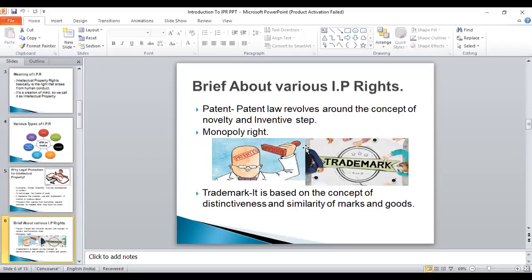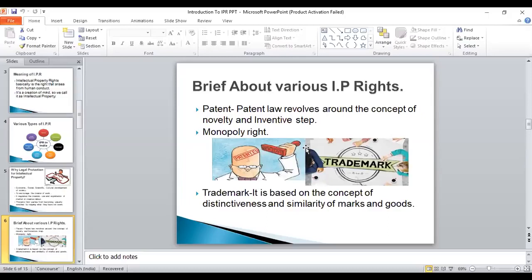Now let's talk about patent. What does this word mean? Patent law revolves around the concept of novelty and inventive step. Patent is an exclusive right which is granted for any sort of invention that a person does. In the case of patent, the patent owner may give permission or license other parties to use the invention on mutually agreed terms.